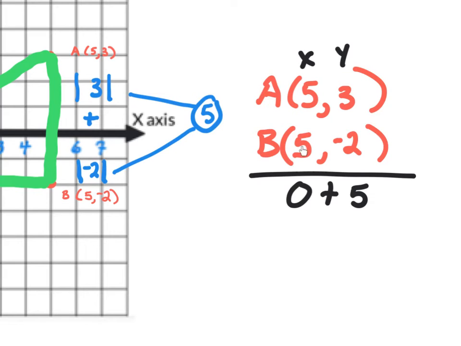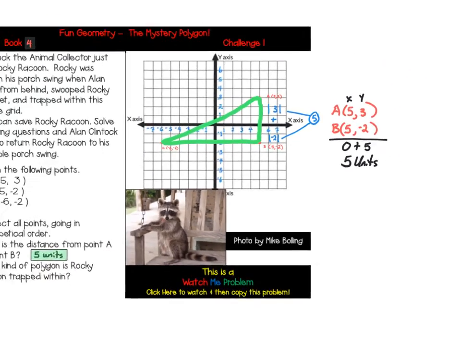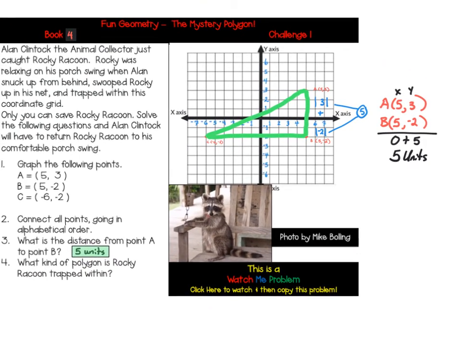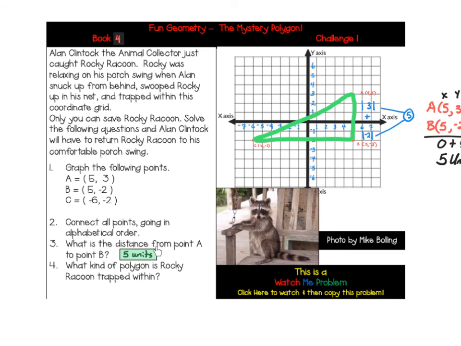Now, since these are both on 5 for the X column, 5 to 5 is 0, right? There's no difference there at all. So you've got 0 plus 5, which is going to give you 5 units right here. And that, as you see, agrees with what we have right over here. So there's a number of different ways to show you how to solve for the distance from A to B. Bam! So that is how you solve number 3, the distance from point A to point B.